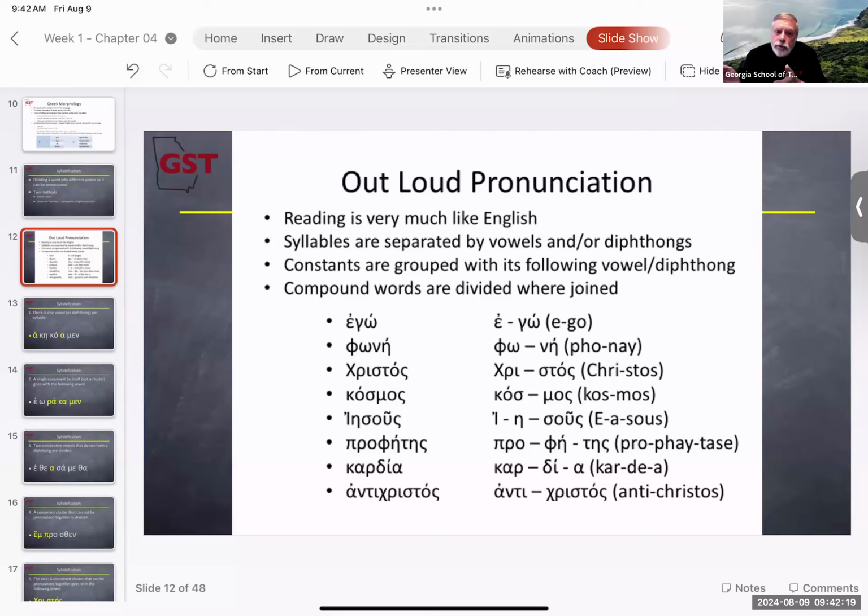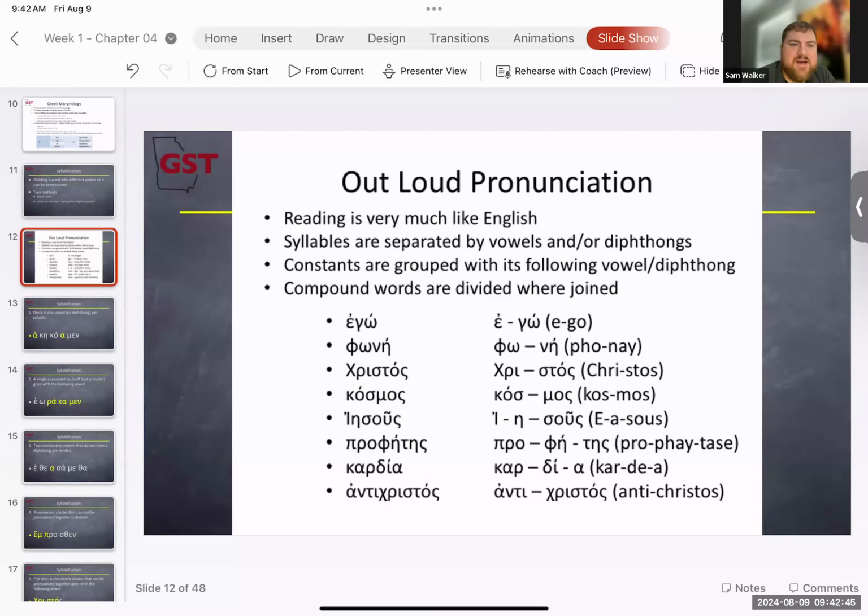Okay, Iesus, right? Notice that you have the epsilon and alpha. There are two different vowels, and they're not a diphthong. So guess what? That's two different syllables. Okay. Sus. Us is the diphthong, and of course, it has a sigma preceding and following it. So Iesus. Jesus.